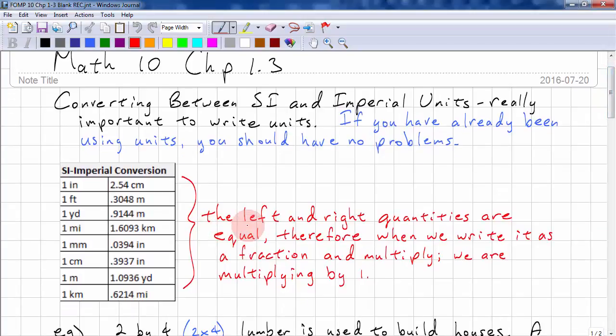Okay. So, you have to notice that the left and right quantities are equal. Therefore, we can write this as a fraction and multiply, because this means we're multiplying by 1. Anything that's equal will be 1. So an inch is 2.54 centimeters. A foot is 0.3048 meters, and so on. And whenever we're multiplying by 1, this means we are not changing the property.